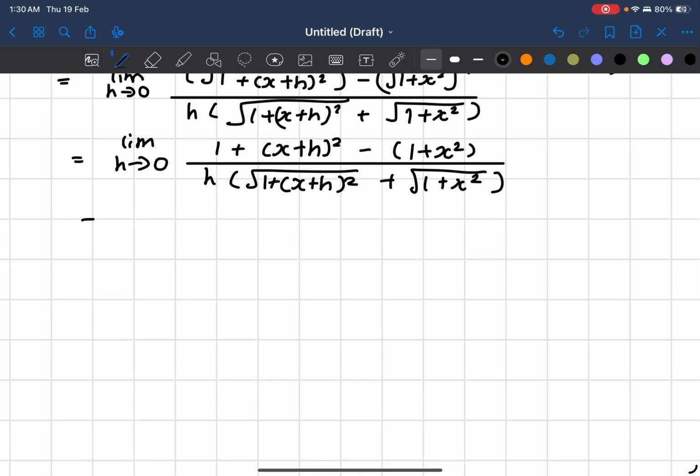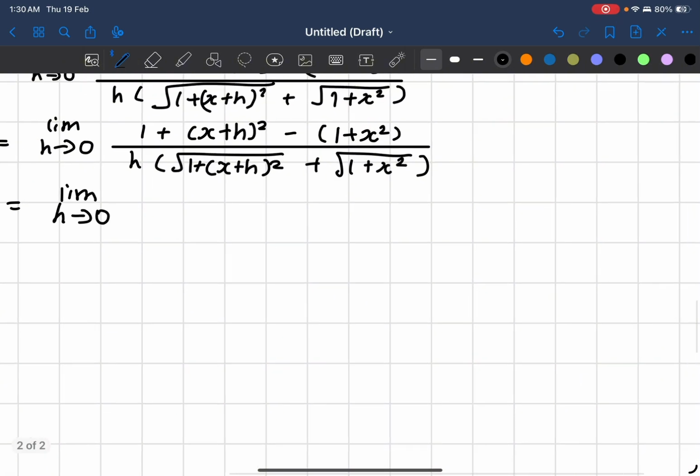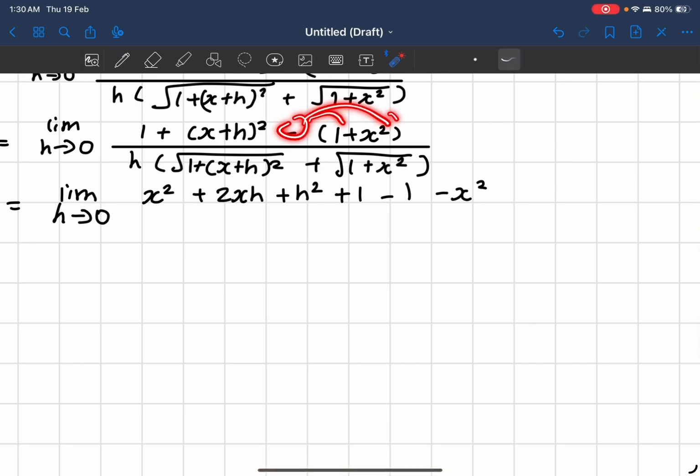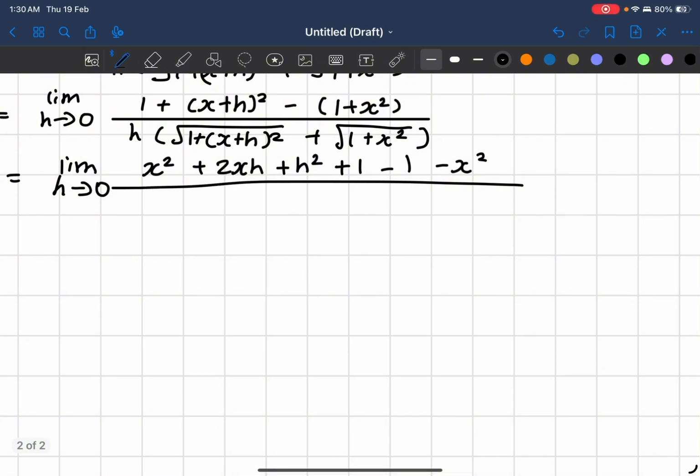Perfect. Now we're going to do limits. Again, just copy this down. We can quickly expand the numerator. So we're going to get x squared plus 2xh plus h squared plus this 1 at the start, minus 1 minus x squared, because we're distributing this minus sign to these two variables, right? So we're going to get that, and then we can write the denominator.